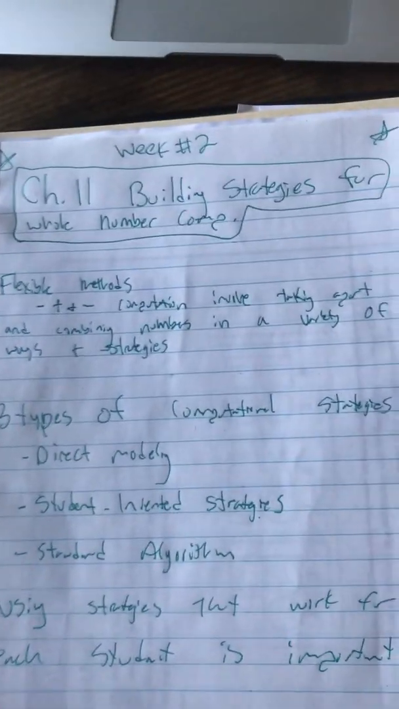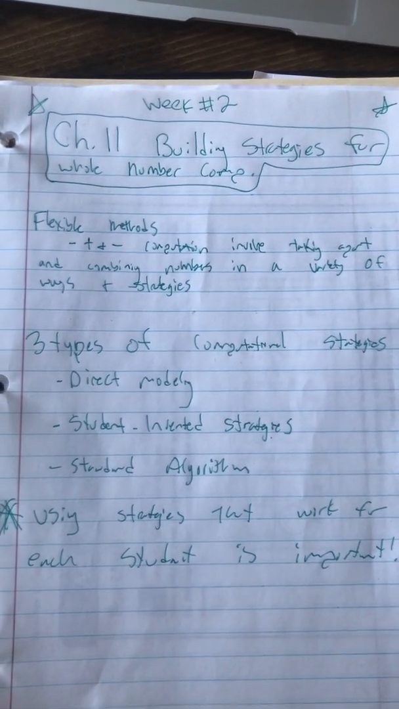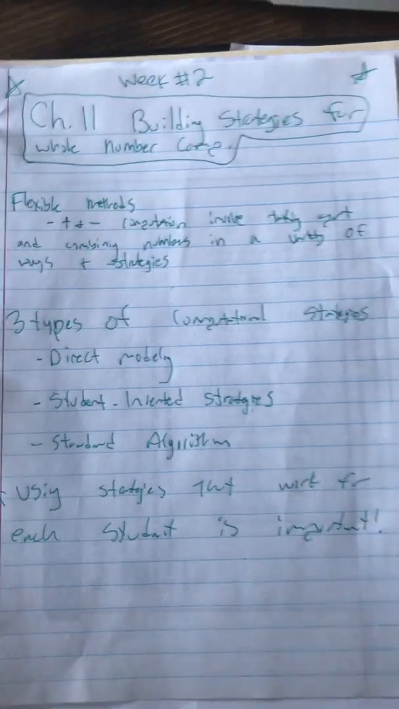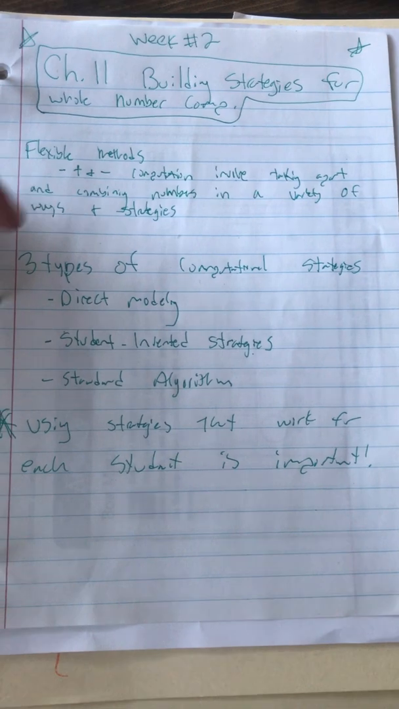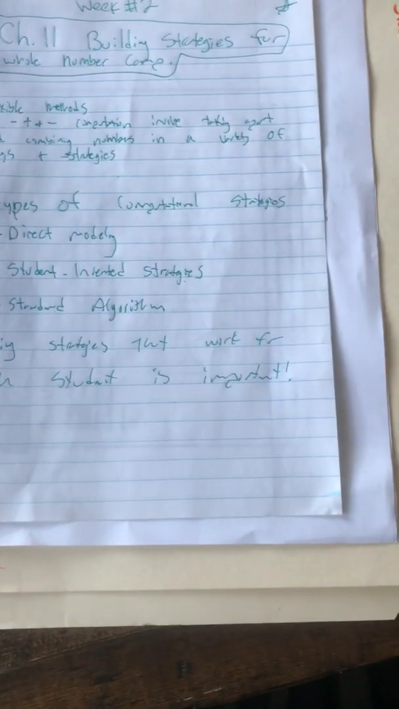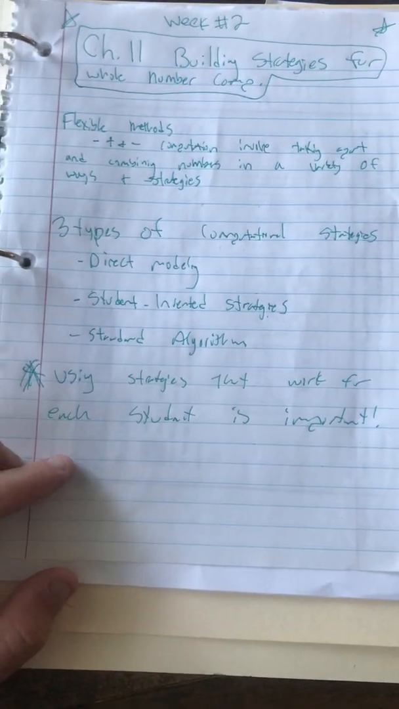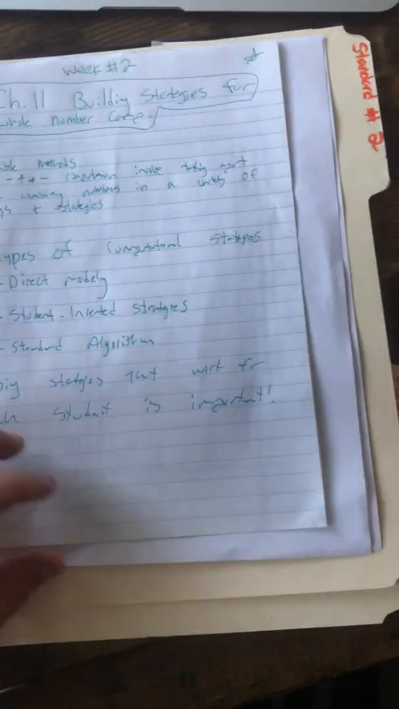And so it says spot check number 1. So here's the first one right here. It was from week number 2, chapter 11, building strategies for whole number computation. And pretty much here are my notes right here. Flexible methods, 3 types of computational strategies: direct modeling, student invented strategies, standard algorithm. We learned about this in both Math 230 and 330 as well. And using the strategies that work for each student is very important. There's not one strategy that works the best. People learn differently, and therefore they can use different strategies.